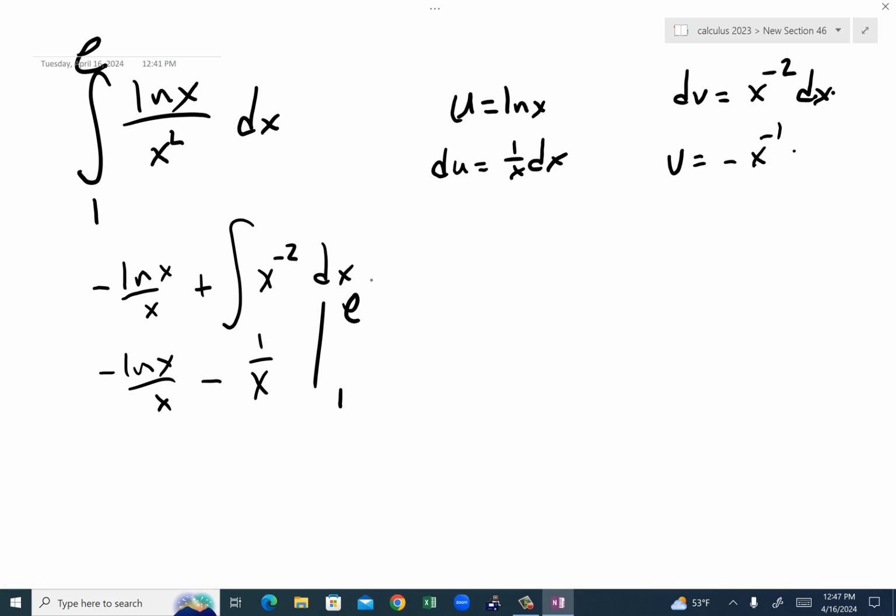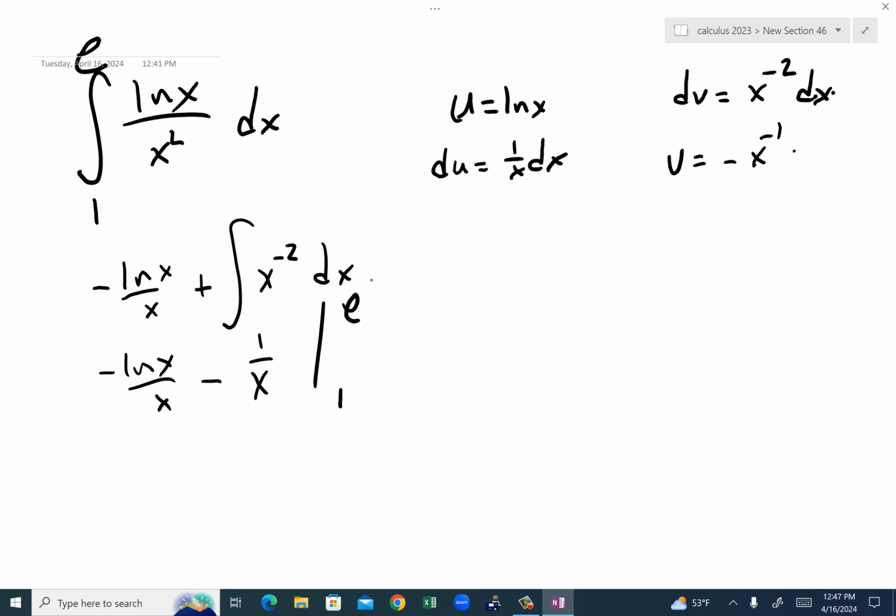ln of 1 over 1 minus 1 over 1. So the ln of 1 minus 1, so 0 minus 1, equals negative 1. So 1 over 1, 1 over 1 minus 1 is 0. So the negative 1 over... ln of e is 1. Yes, so it'd be negative 1 over e.